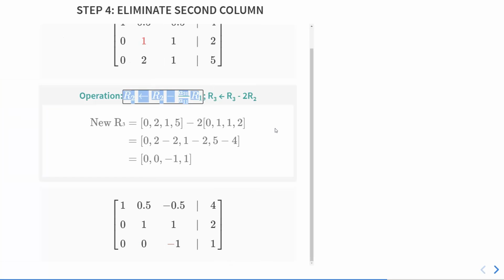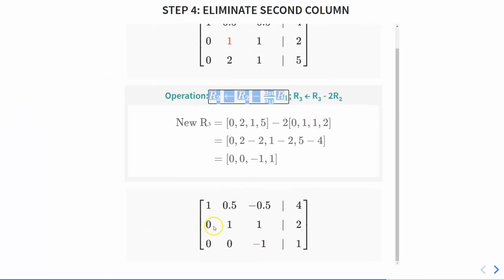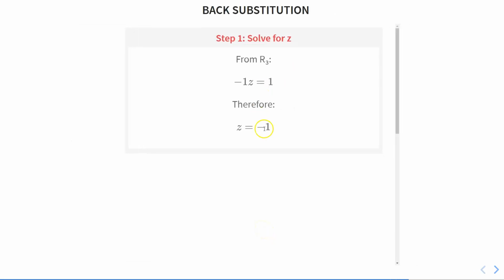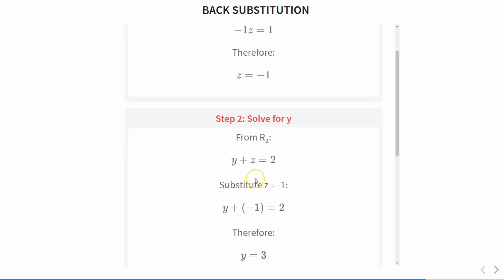Then from the second equation, x is 0, y is 1, z is 1, so y plus z is equal to 2. Now I got z equal to minus 1, so we plug that in and get y. From R2, y plus z is equal to 2. Substituting z equal to minus 1, we get y is equal to 3.